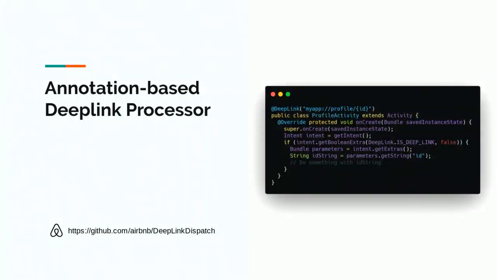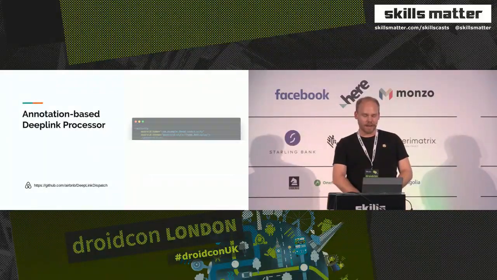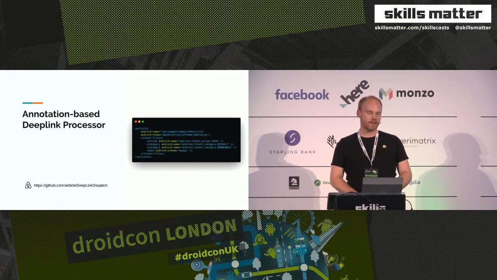There are also a couple of libraries that take care of this. For example, Deep Link Dispatch by Airbnb. It is annotation-based. It's pretty declarative. It's easy to use by just adding an annotation to an activity. It allows you to specify variables. And it also requires us to register a catch-all activity in our Android manifest.